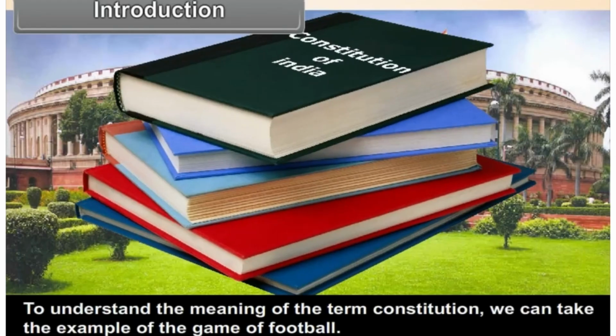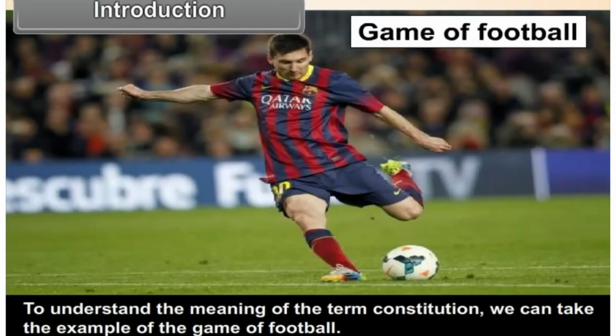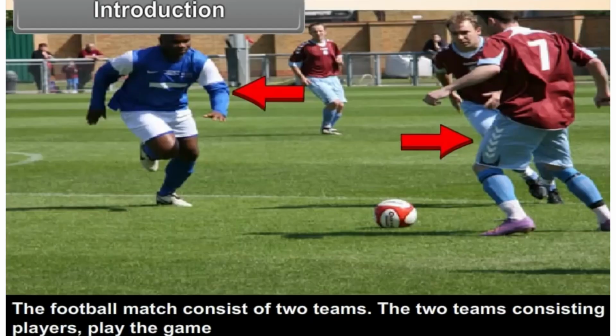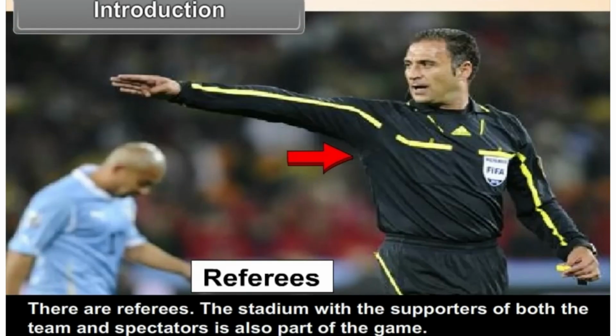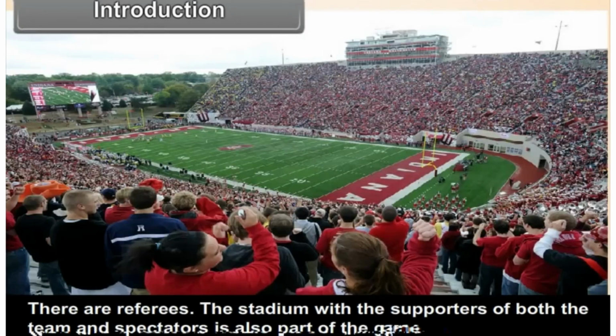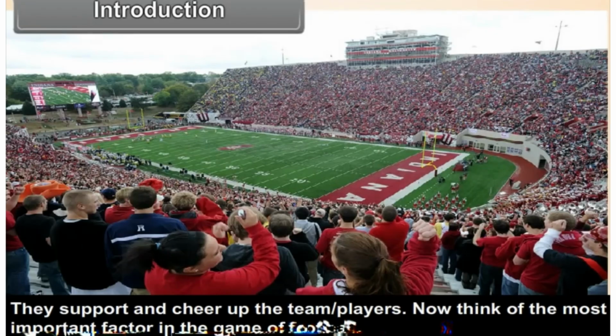Introduction. To understand the meaning of the term Constitution, we can take the example of the game of football. The football match consists of two teams. The two teams consisting of players play the game. There are referees. The stadium with the supporters of both the teams and spectators is also part of the game. They support and cheer up the team or players.